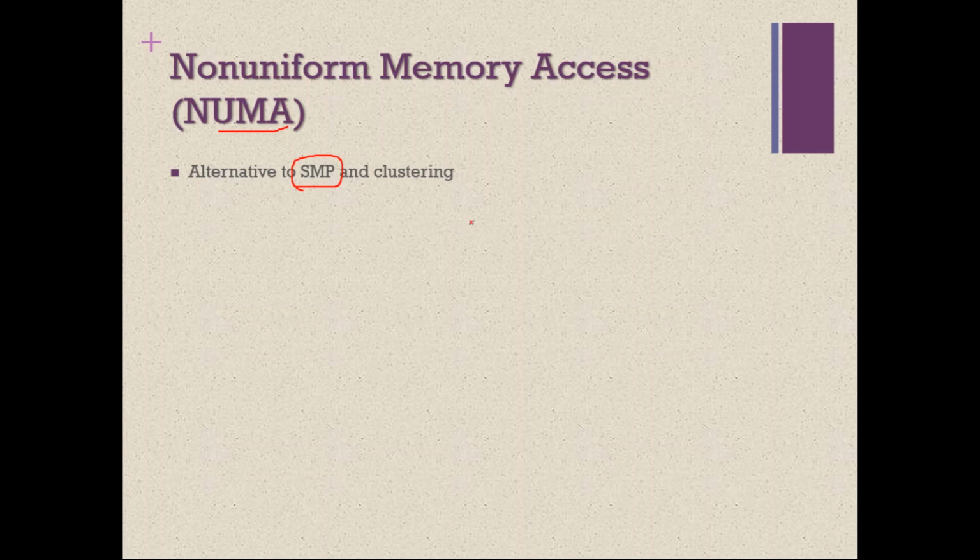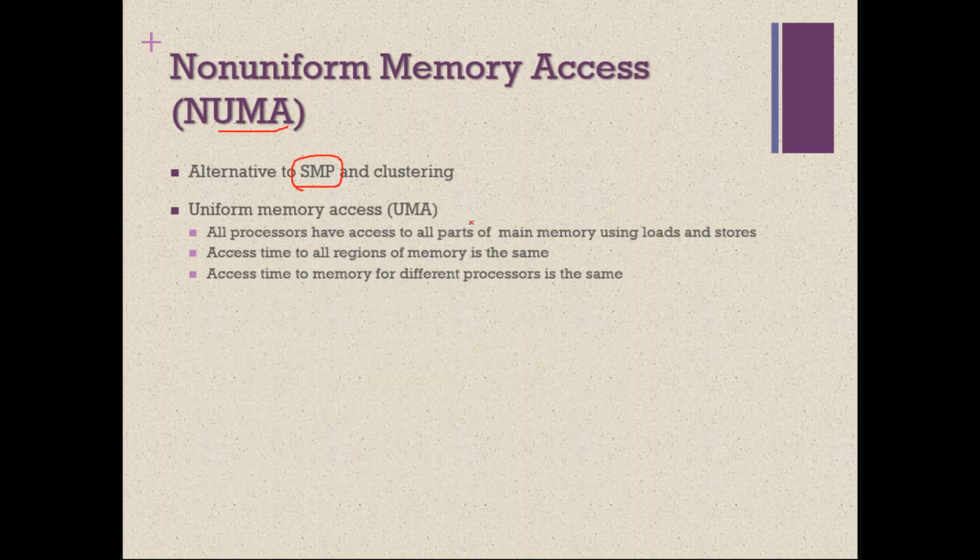Uniform memory access means in a multiprocessing system there will be many processors, and different processors can access the memory in a constant time. That is called uniform memory access. The content can be in any part of the memory, but all the processors can access different regions of the memory in the same time, either by using a load instruction or by using a store instruction.